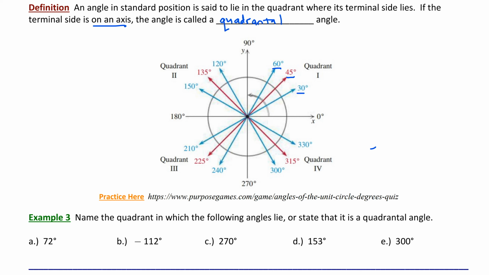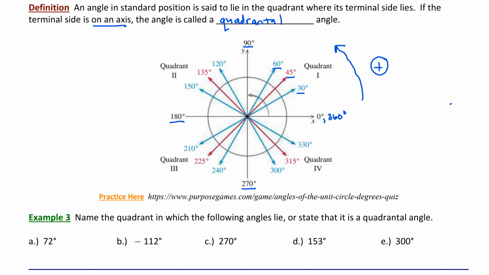It's on the division between quadrants. So, for example, 90 degrees would be a quadrantal angle, 180 degrees, as well as 270 degrees, and 0 degrees, or also known as 360 degrees. Do notice that the angles are increasing in the counterclockwise direction because we are considering positive angles.